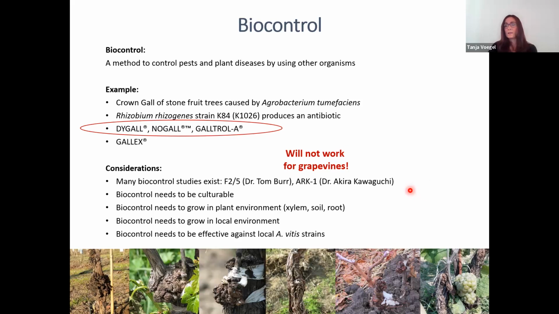Depending on how we'll apply that later in a product, they need to be able to grow in xylem, where there is another pH compared to the soil, or they may need to be able to colonize the roots, depending on application. The biocontrols also need to grow in a local environment. And that means that a biocontrol that was isolated in South Africa may not be working here in the Okanagan Valley. And biocontrols also need to be effective against local Vitis strains, because the pathogen strains that we have here in the Okanagan are very likely different from strains in Oregon or any other areas.